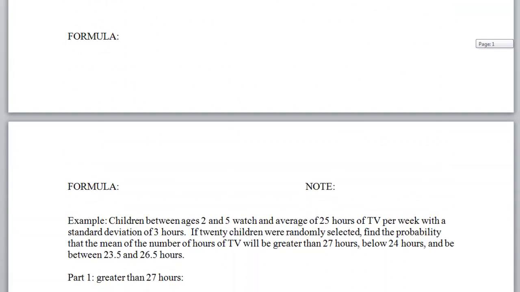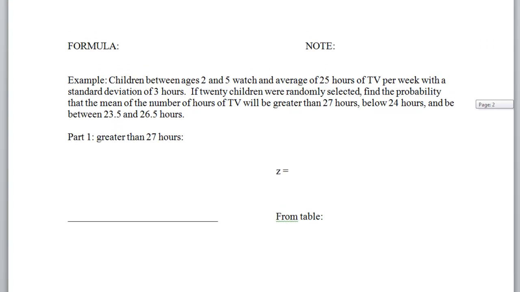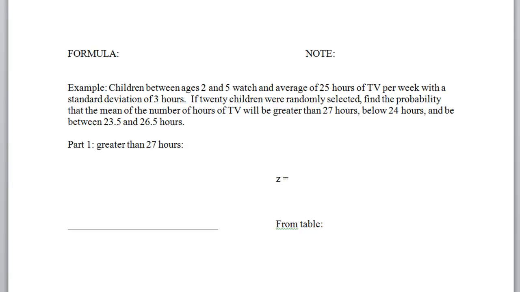Okay, so applying the formula here, I'm going to write this down at the top of the screen again so we can use it for part 1 of the problem. All right, so our formula is going to be our target average subtracted from the average of the entire population divided by the standard deviation divided by the square root of n.